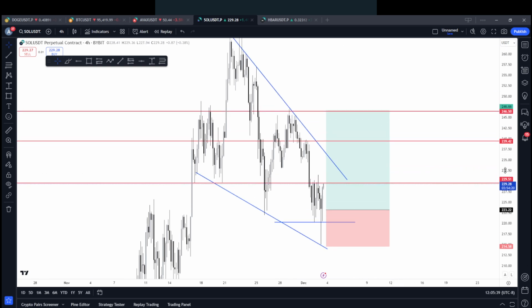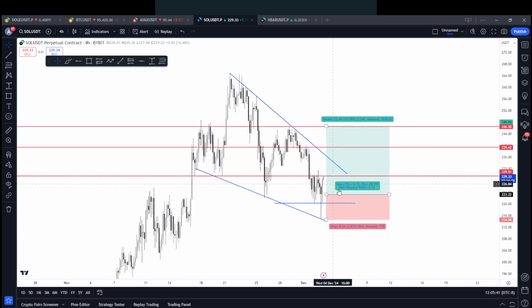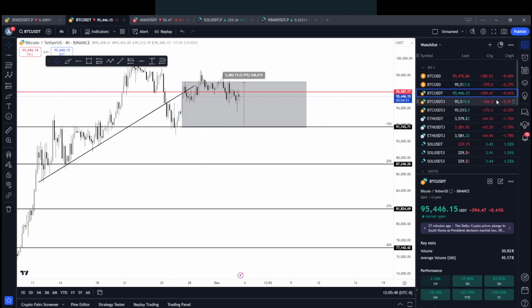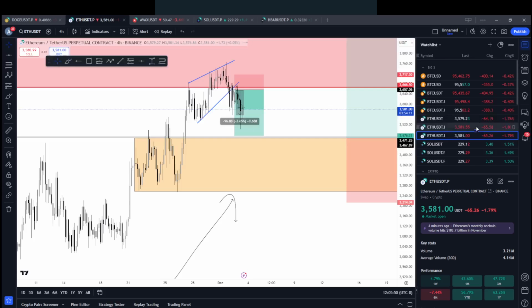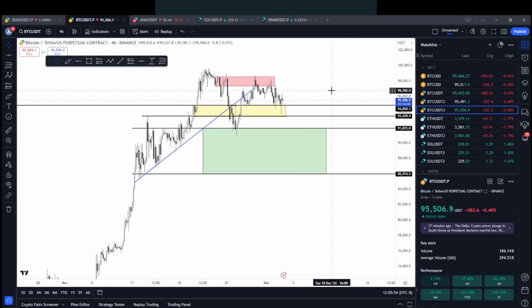Sol is going to hit TP. I'm not going to update it. You guys can watch it live, but I'll update it later. Let's jump into Bitcoin really quickly, and I'll give you guys my thoughts. Let's look at a clean chart.